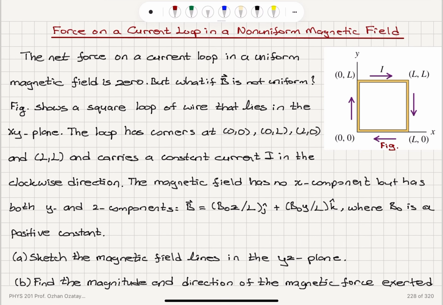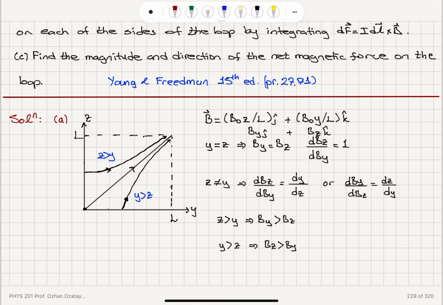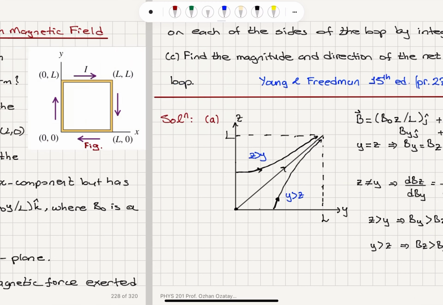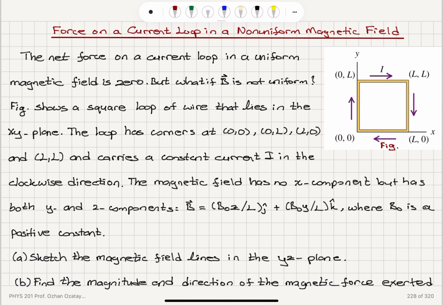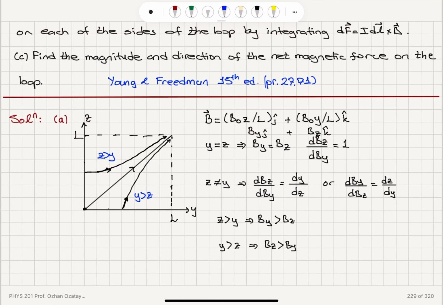Now, it's going to be a large z component when y is greater than z, so it's going to be almost vertical here, parallel to the z-axis when y is greater than z. So when y is equal to z, the y and z components are the same, so that it's going to have a slope of 1. So basically, this is how the field lines look. What is the direction and magnitude of the magnetic force exerted on each side of the loop?